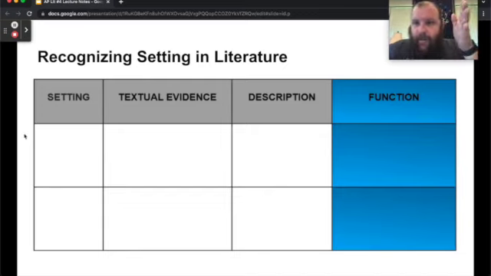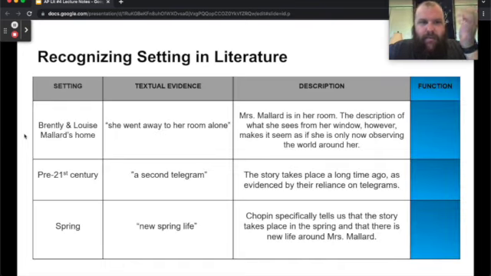So let me show you what I came up with. Of course, this is not all of the examples, and you probably found different ones or some different ideas, and that's fine. But here are three examples. As far as setting, where does this take place? We know it is in Brentley and Louise Mallard's home. It's pre-21st century, and it's in the spring. So here's the evidence for those three things.